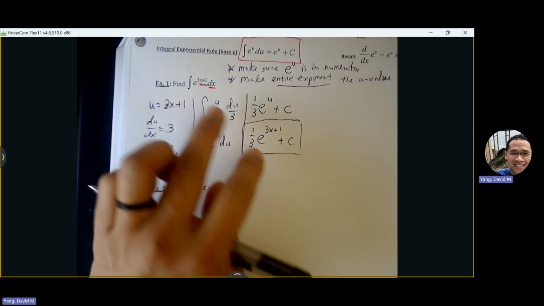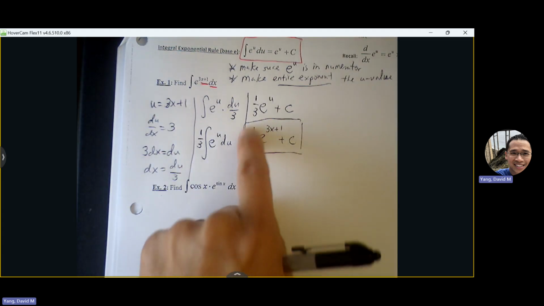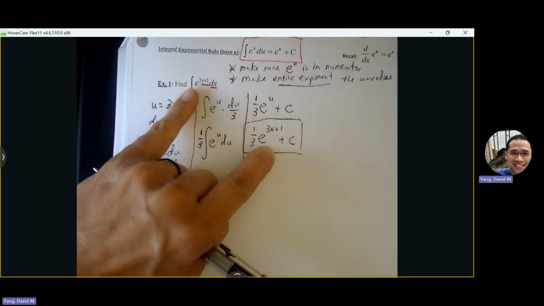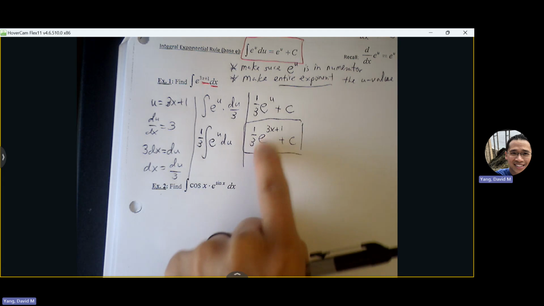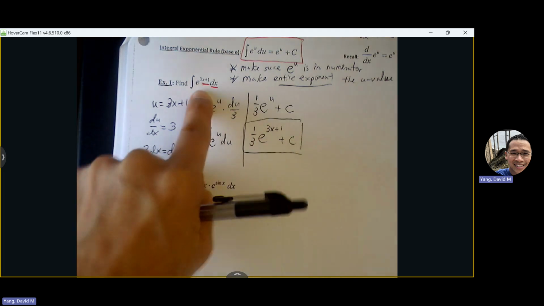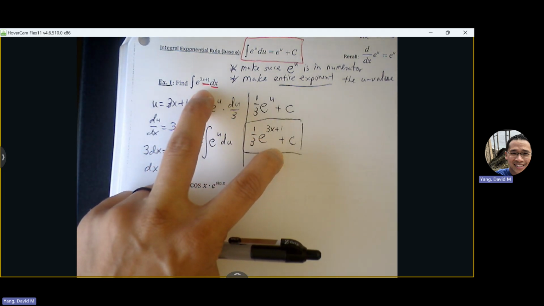And again, as a reminder, because we're going backwards from first semester, imagine if we started with this, we should be able to get to a derivative of that. So we know the derivative of e to the u is e to the u times u prime. So 1/3 e to the 3x plus 1 times 3. The 3 and 1/3 will cancel out. We're back to this.